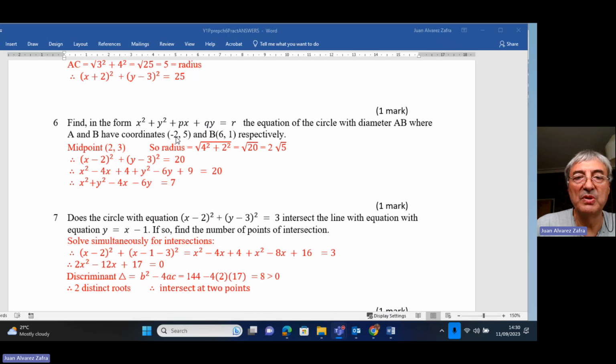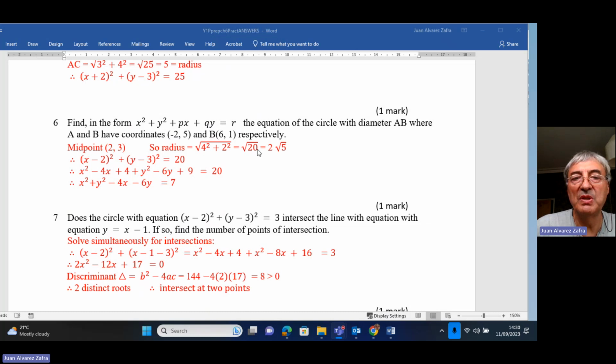So if we work out the midpoint of (-2, 5) and (6, 1) by taking the average of the x coordinates, the average of -2 and 6 is 2, and the average of 5 and 1 is 3. And so the equation of the circle will be (x - 2)² + (y - 3)².